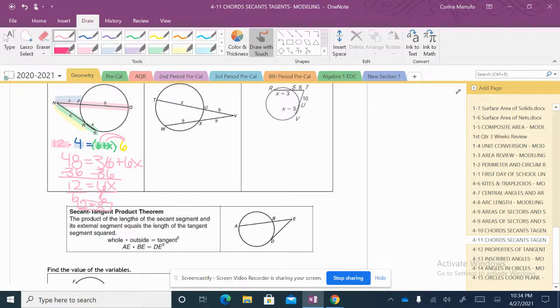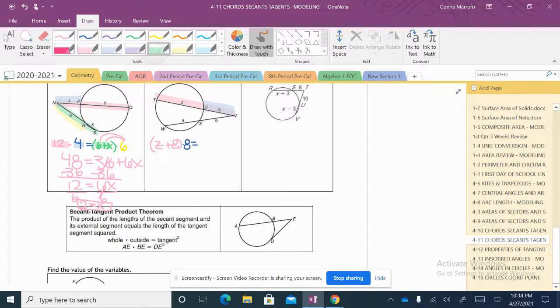All right, the next part. Okay, the exact same thing. We take the whole thing, the Z and the 8 together. Now we don't know what Z is, so we have to write it as Z plus 8. And we multiply it by just the outside part. The outside part happens to be 8.